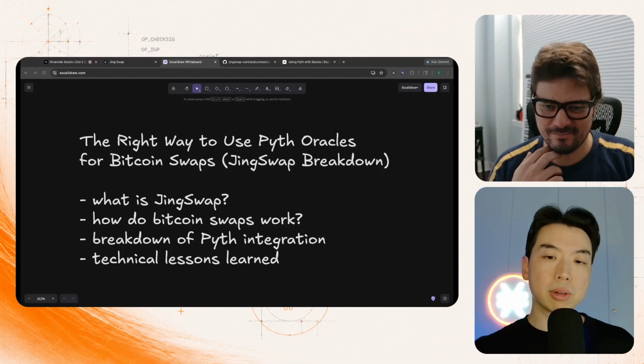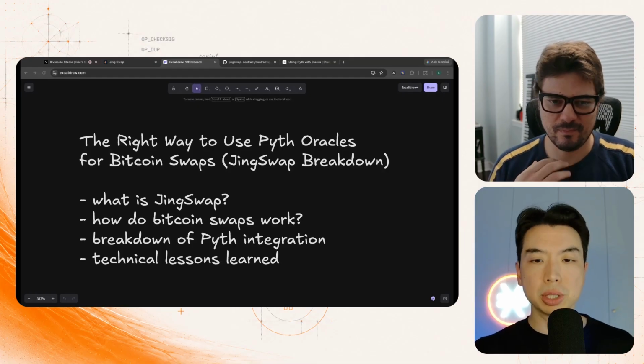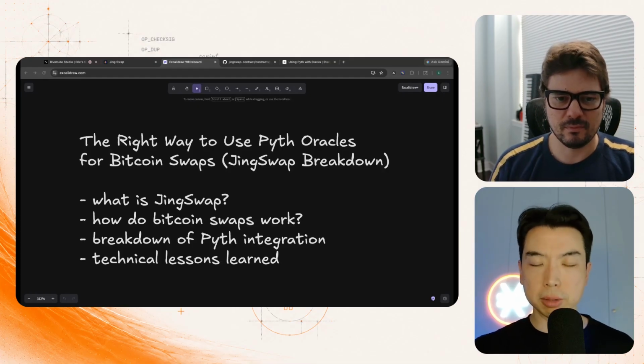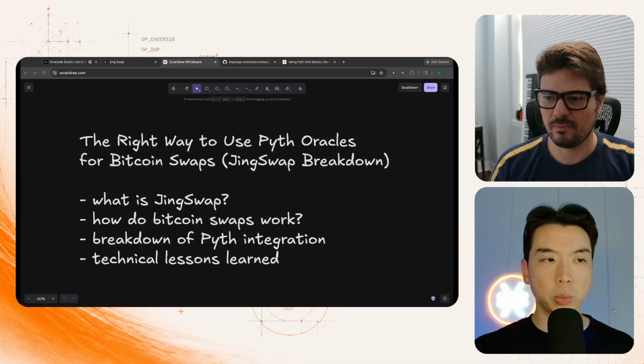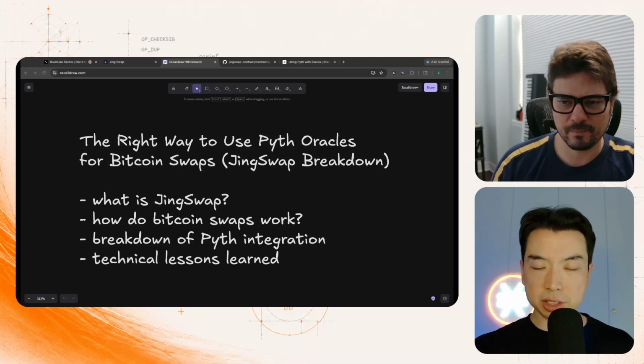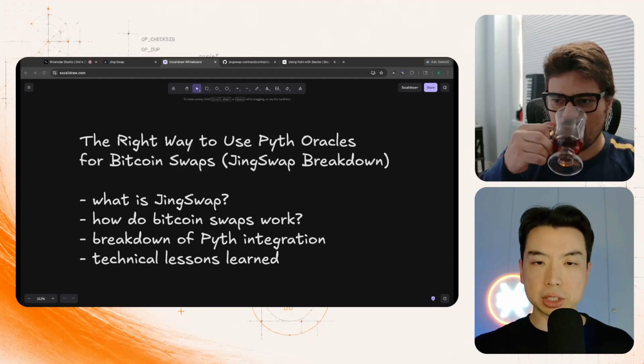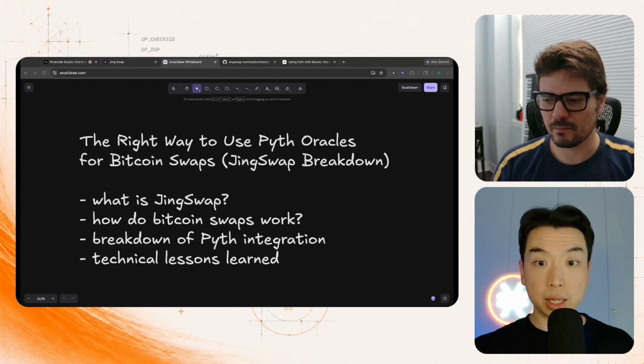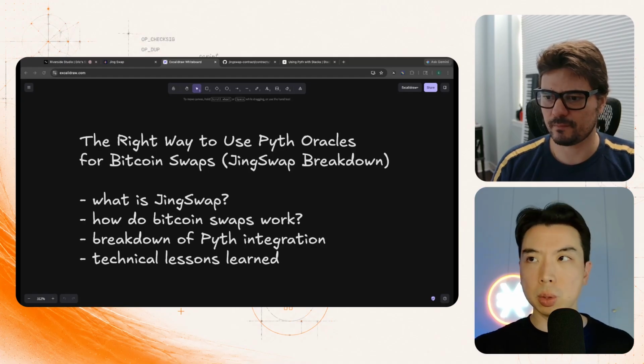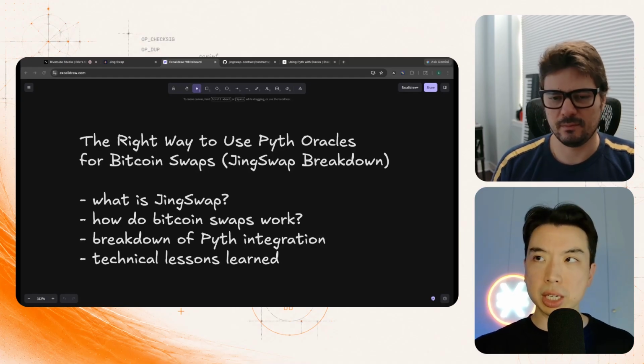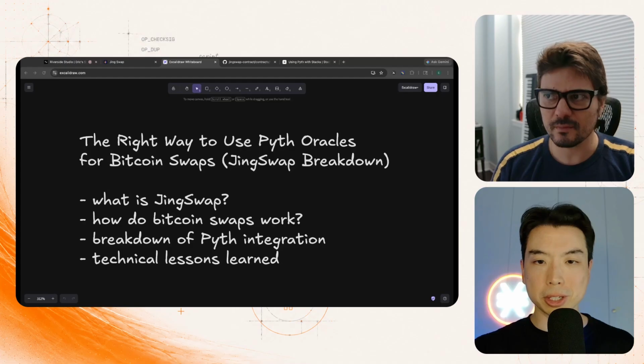And I think your background is going to be immensely important for the things that you've been building, especially when it comes to these applications for entities and institutions and in different DeFi use cases. So yeah, let's get into it. Give us the ELI5 on what JingSwap is.